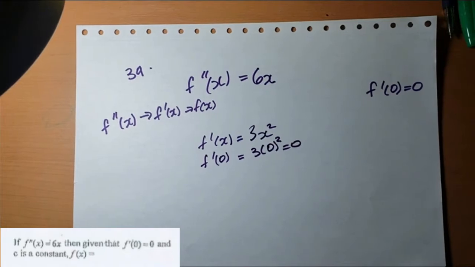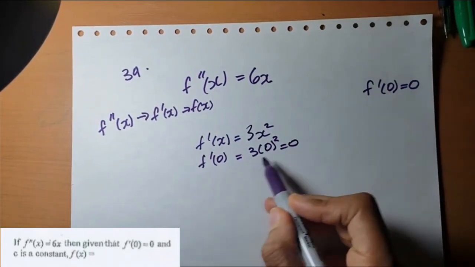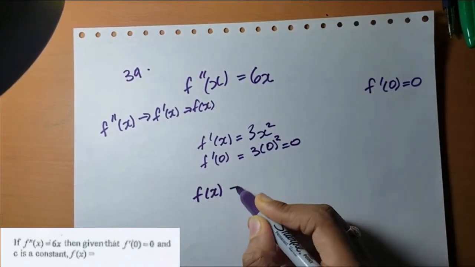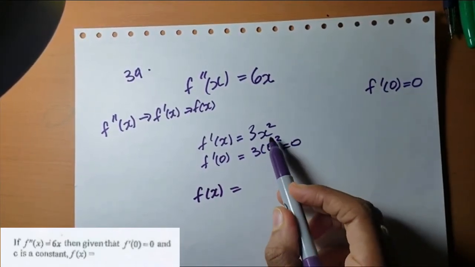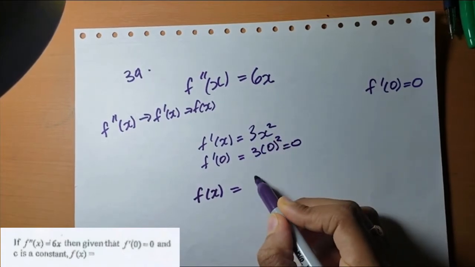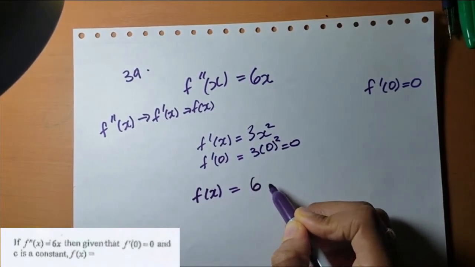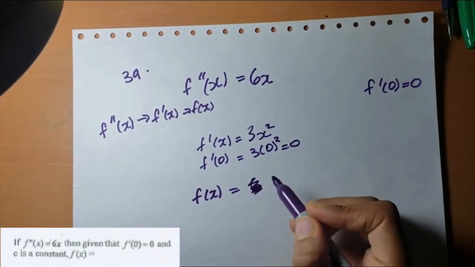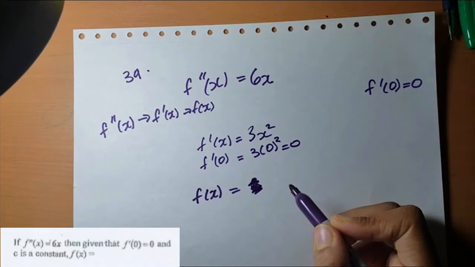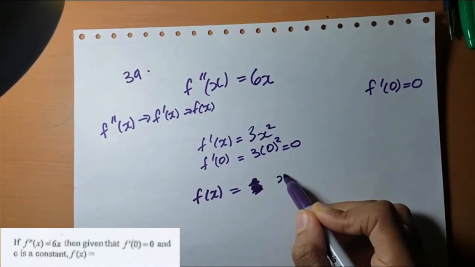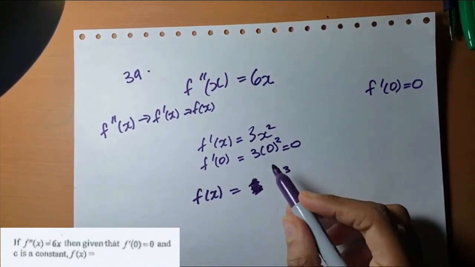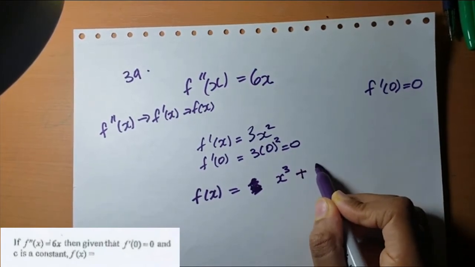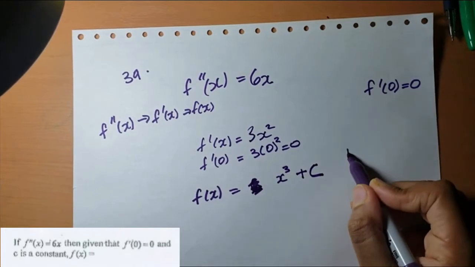We're being asked to find f of x. So this wasn't necessary, but you know, whatever. f of x is equal to, so we're going to integrate this one more time. We're going to add 1 to the power, and we're going to divide by that same 3, and it's going to be x cubed. So that's x cubed plus c, and that is d.